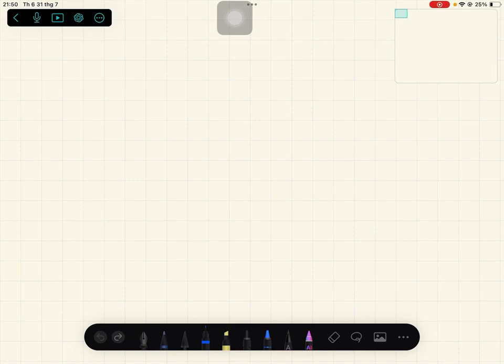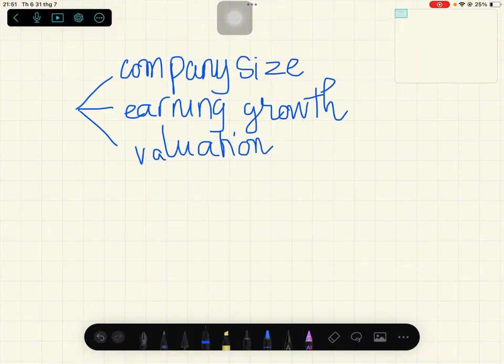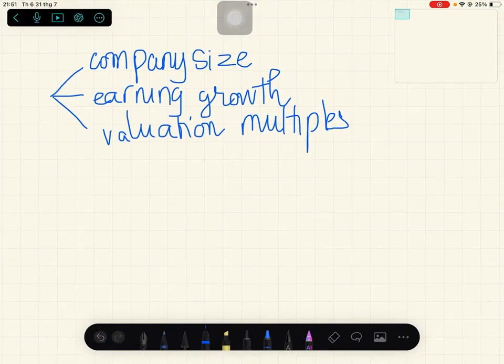Hi guys, imagine you are trying to analyze stock returns. You build a regression model using company size, earnings growth, and valuation multiple. Everything looks fine, but then you notice something strange.